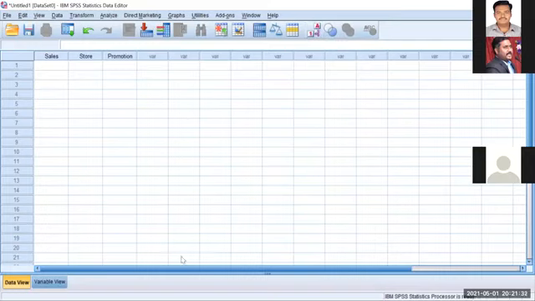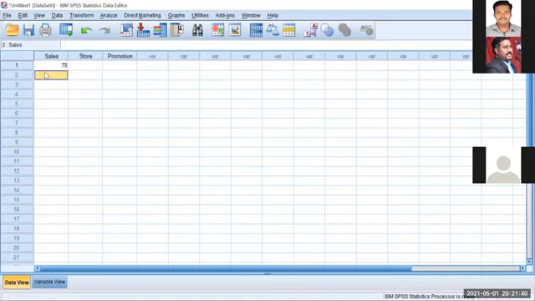Okay, now we need to enter the sales data. What is the sales data? 78, 87, 81, 89, 85. I'm entering the data horizontally.